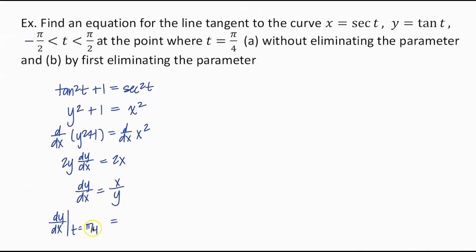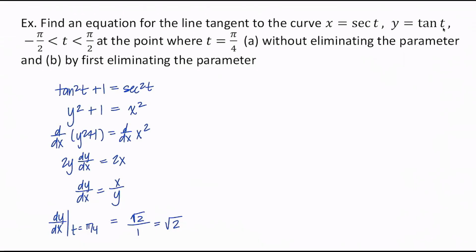So what I have to do is remember that x was secant t and y was tangent t. If I substitute pi over 4 into secant t, we already did that. We said secant of pi over 4 was rad 2. And if I substitute pi over 4 into y being tangent t, tangent of pi over 4 was 1. So there's my slope, rad 2, which we already know because we did this another way.